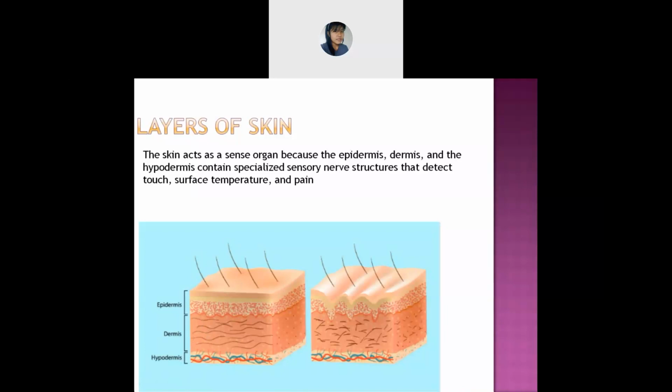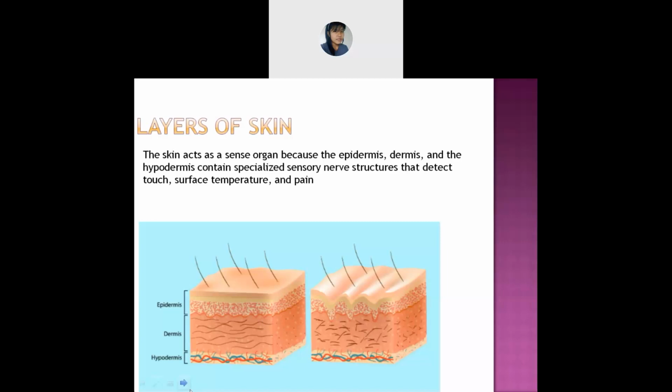Like, if you touch something with your skin, say for example a cotton pad, obviously you will feel the cotton pad is soft. That is how you are able to feel it. Understand? Next is surface temperature. You will be able to detect whether it's hot, cold, warm, all those things. Is it clear? The skin will help you in that. Next is pain. You will also be able to feel the pain if somebody slaps you, beats you, anything.